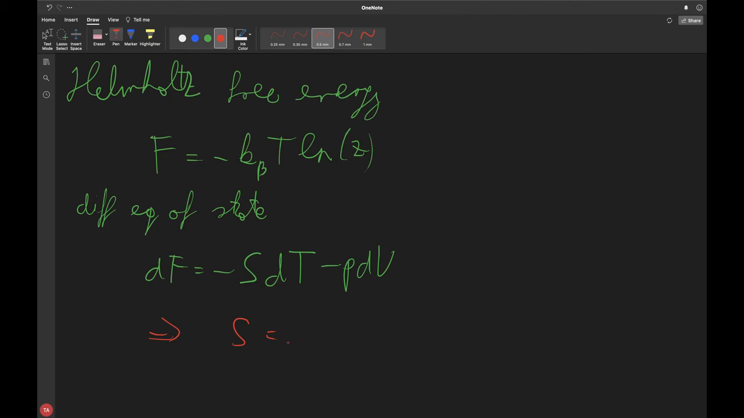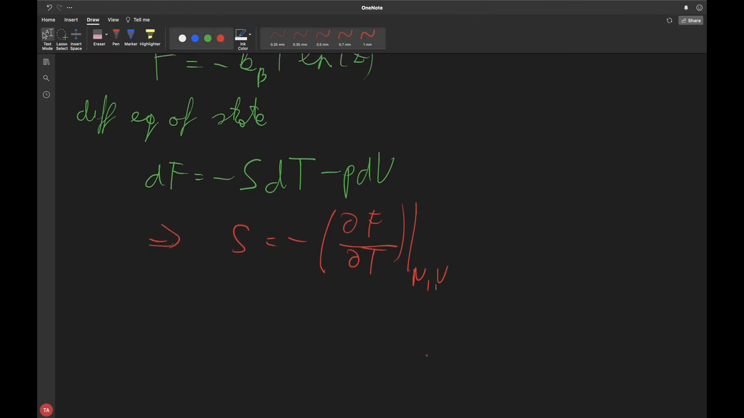S is the same as minus the derivative of F by the temperature when we keep the N and V constant. To get the pressure, we can go back to our previous equations and just use the entropy result already. So we can get the P by taking the minus derivative of the free energy, the Helmholtz free energy, by the volume, and keep the N and T constant.